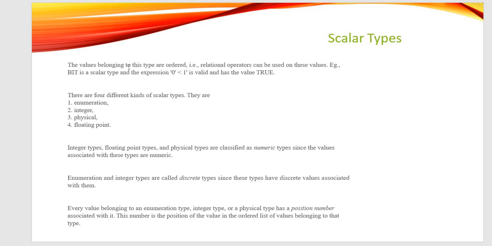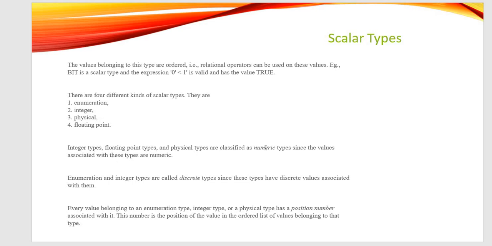As far as scalar type is considered, the values belonging to this type are ordered, that is relational operators can be used on these values. Bit is a scalar type, and in general the expression 0 less than 1 is valid and has the value true. So like this, there are four different kinds of scalar types: enumeration, integer, physical, and floating type.